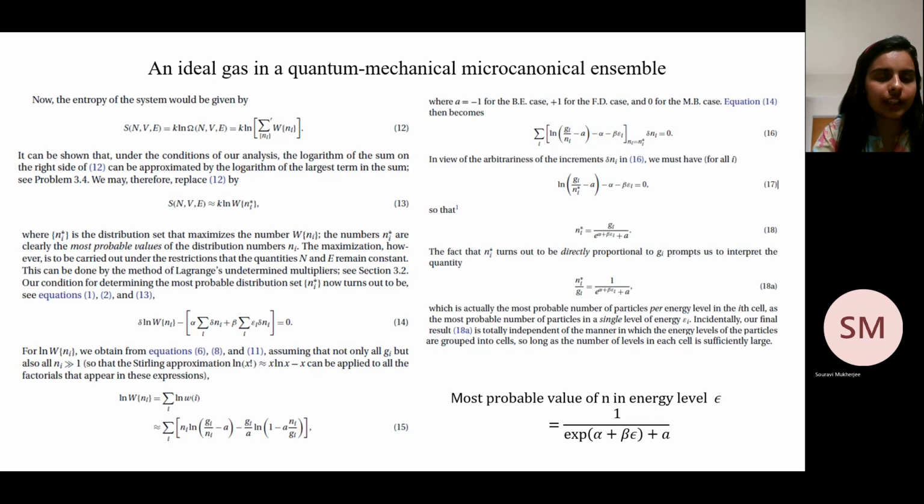Now, depending on that, your expression for omega would change, and similarly, your expression for entropy would change, right? And if you want to find the equilibrium condition, then you have to maximize the entropy. And if you do that, you see that the most probable value of n, or the number of particles in some energy level epsilon, is given by this expression here. And this A changes depending on whether the particle is a boson, a fermion, or a distinguishable classical particle.